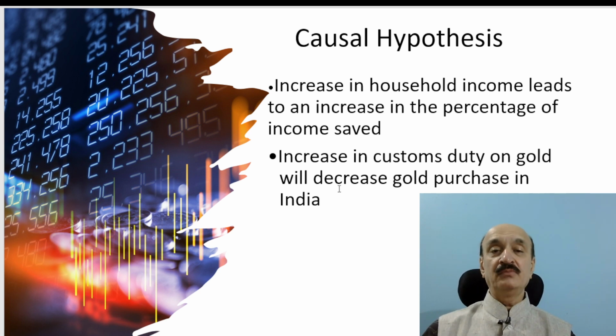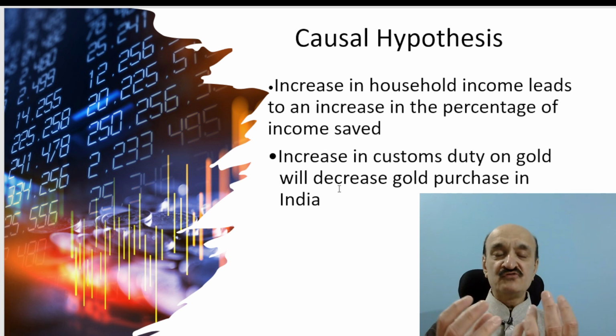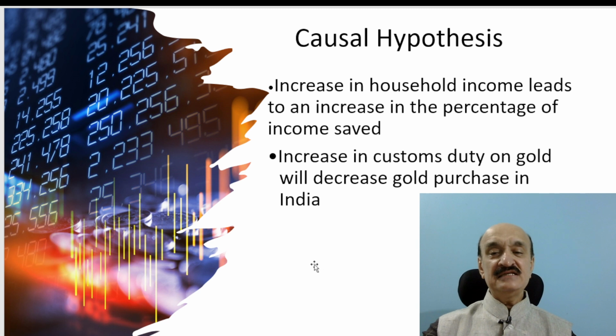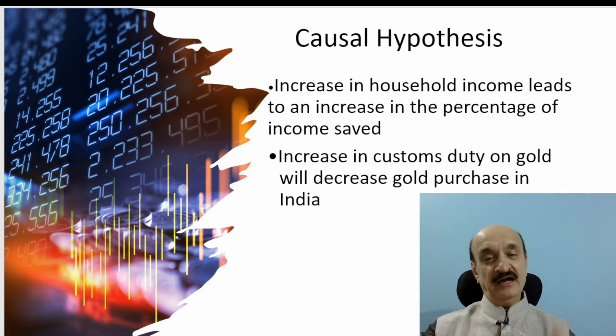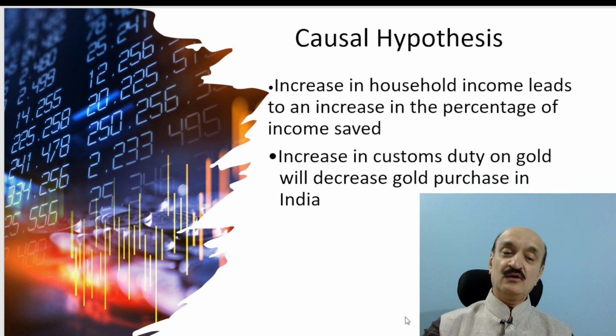Here, both variables are moving in the same direction. They are both moving up. But one may move up, the other may move down. Both may move simultaneously together up or down. Increase in customs duty on gold will decrease gold purchase in India. As one goes up, the other goes down.